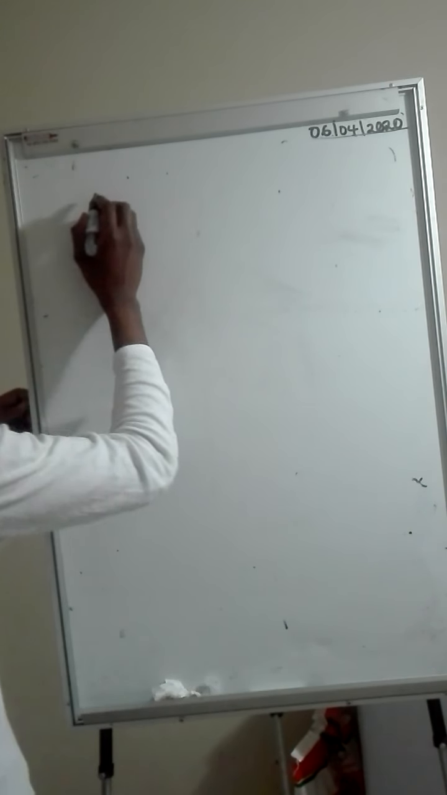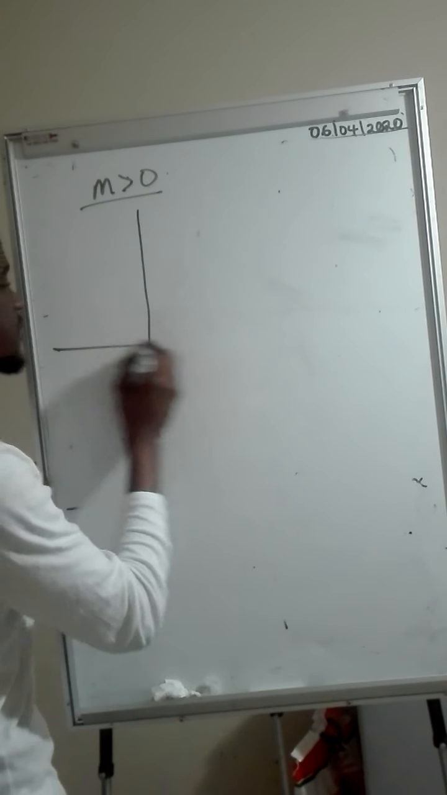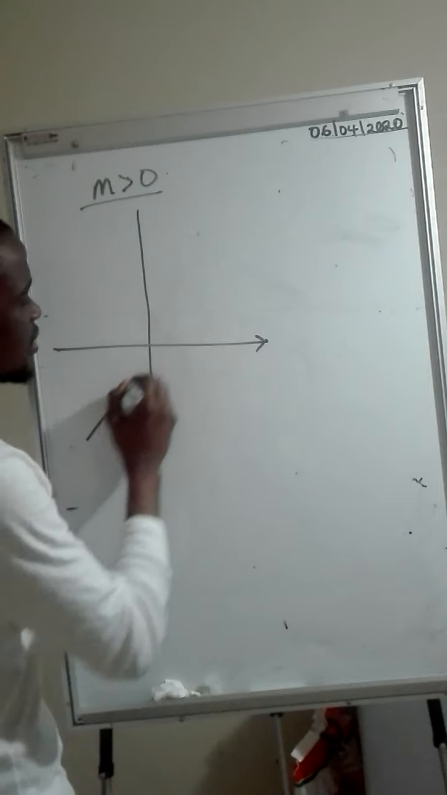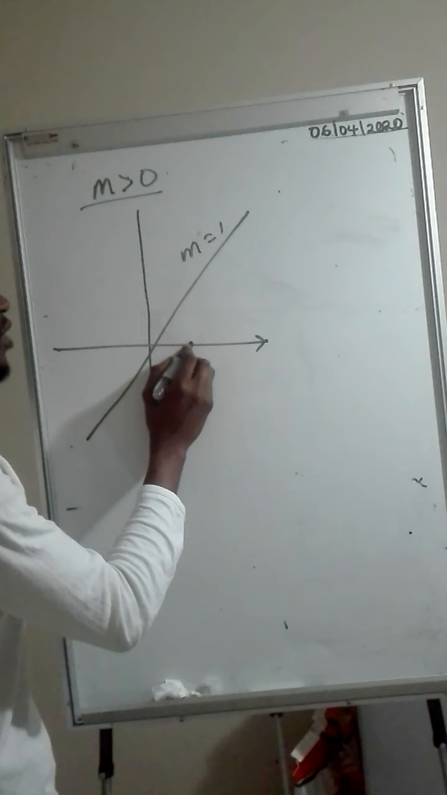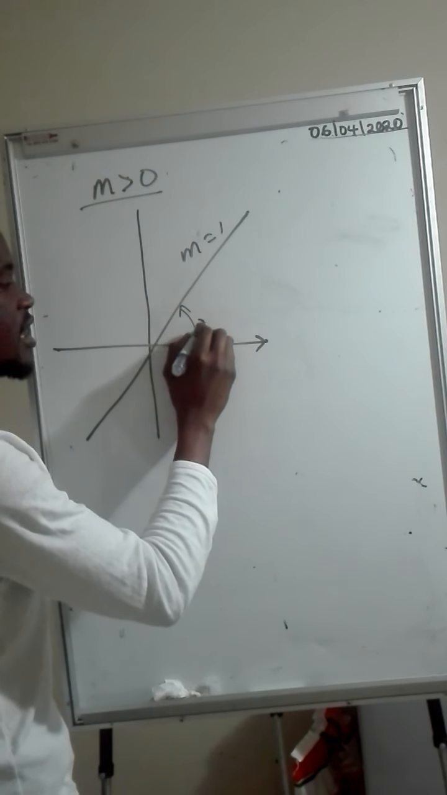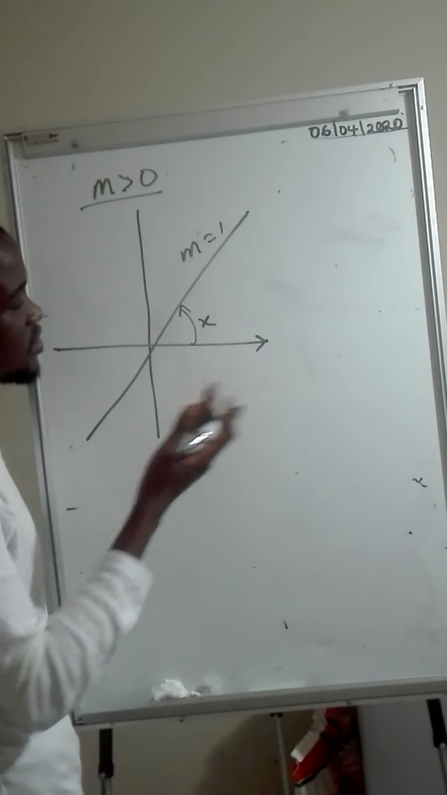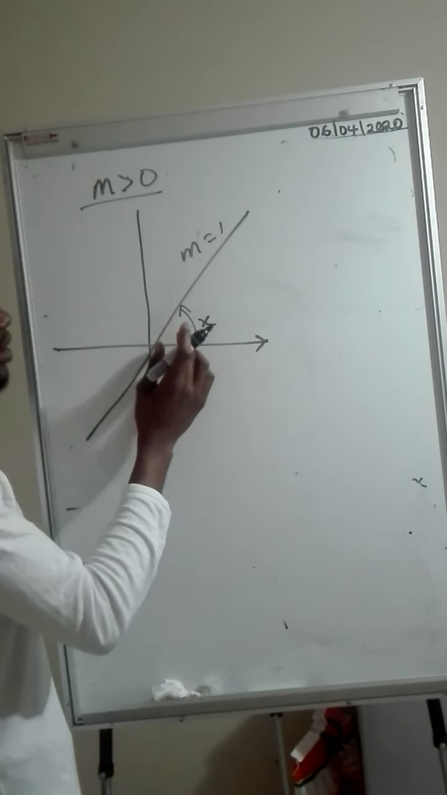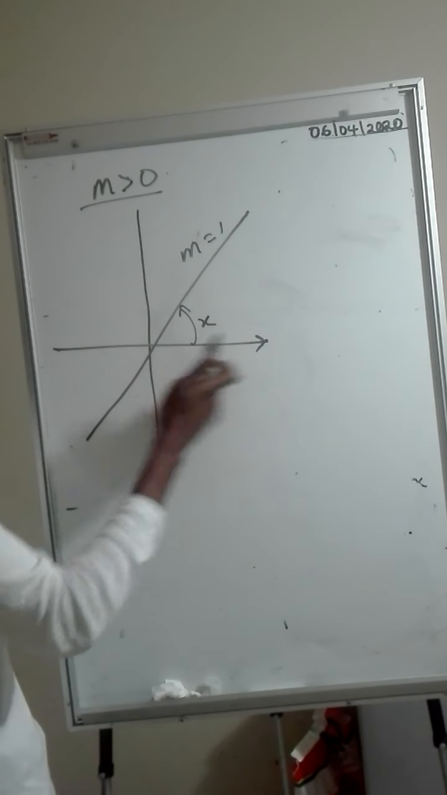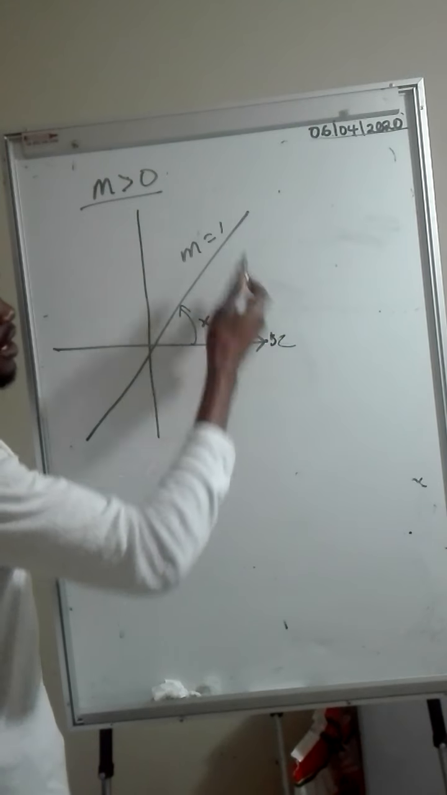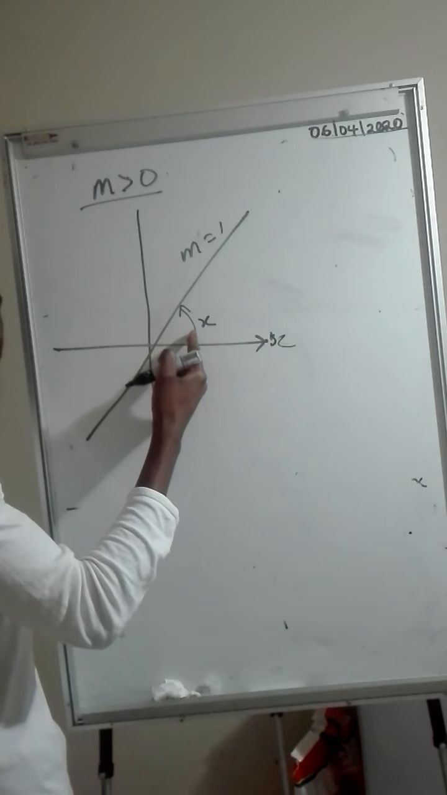So now let's say our gradient is positive. When our gradient is positive, I'll give the gradient as 1. Let's say the gradient of this line is 1. Then we are required to calculate angle x. Because we are given the gradient of this line, and this x is the angle between our horizontal line, which is our x-axis, and the line we have the gradient of, x is the angle of inclination.